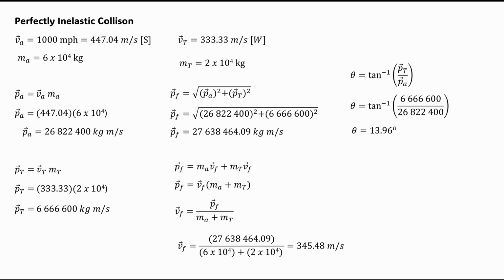And to determine the direction of the final velocity, we compute the angle relative to the asteroid's southward direction, as in tan inverse of the momentum of the TIE fighter over the momentum of the asteroid, to give us 13.96 degrees, meaning the final velocity is 345.48 meters per second, south 13.96 degrees west.